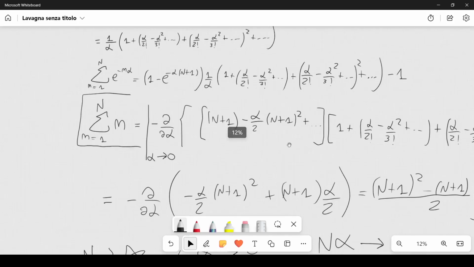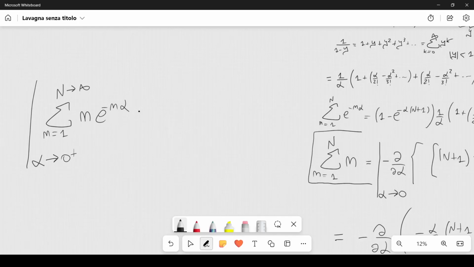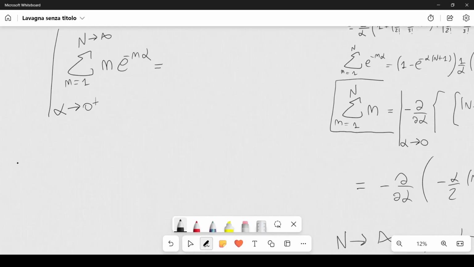Let me do it here on the side. In particular, we want to calculate the following summation over n from 1 to capital N. Remember that we will let capital N go to infinity, and remember the assumptions that we have just made. We have n e to the minus n alpha. Now, we have to remember that we have to let alpha go to 0 plus. And this will be equal to, remember also that we have a derivative with respect to alpha, and at the end of the day we will have to let alpha go to 0 plus.